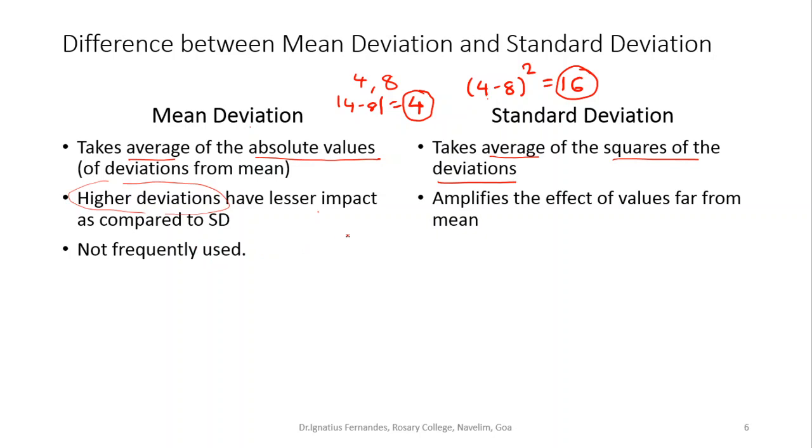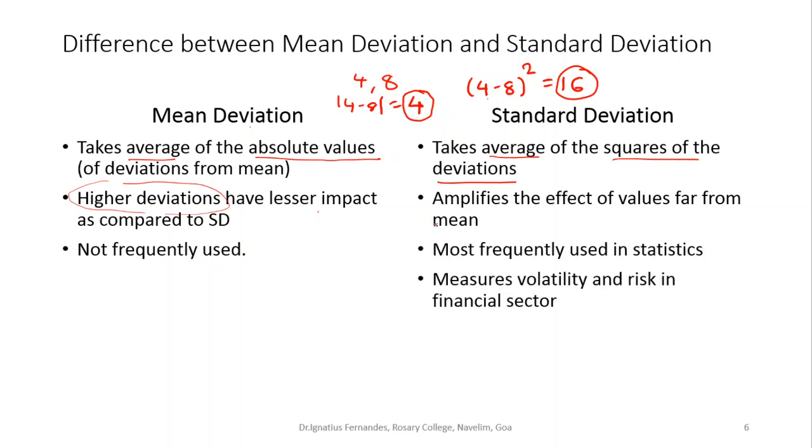Mean deviation is not frequently used, whereas standard deviation is the one which is most frequently used in any kind of analysis. Even in research we prefer using standard deviation more as compared to mean deviation. It is also useful in measuring the volatility and the risk in the financial sector.